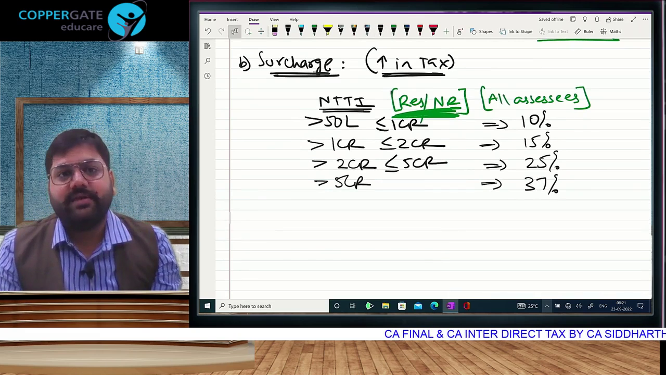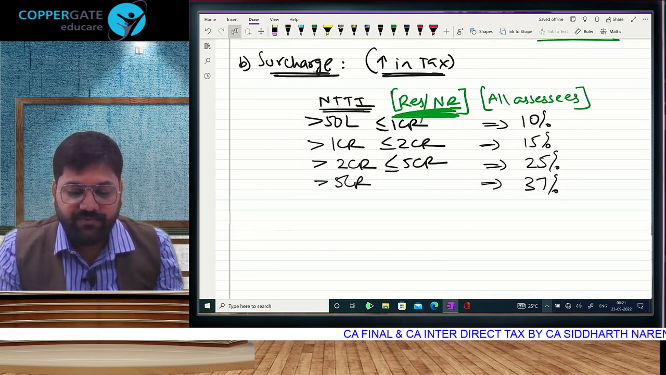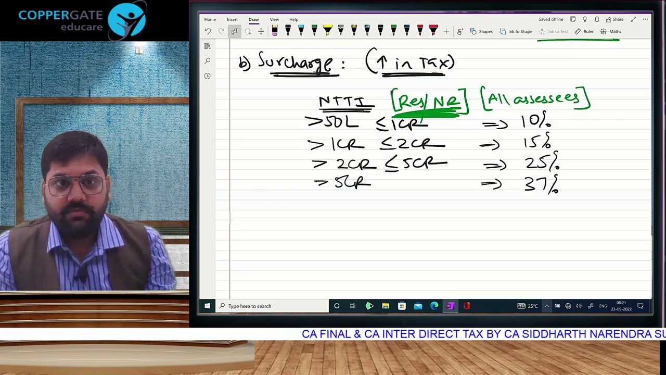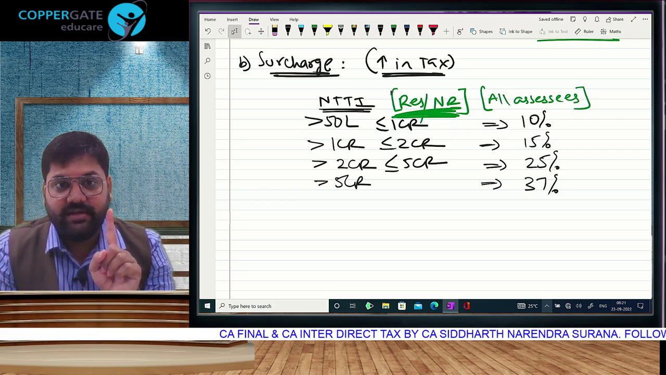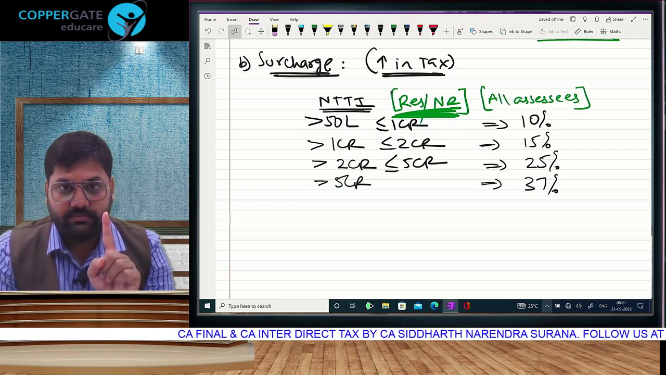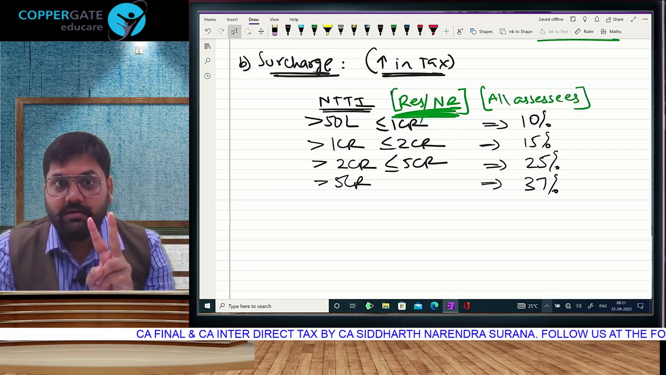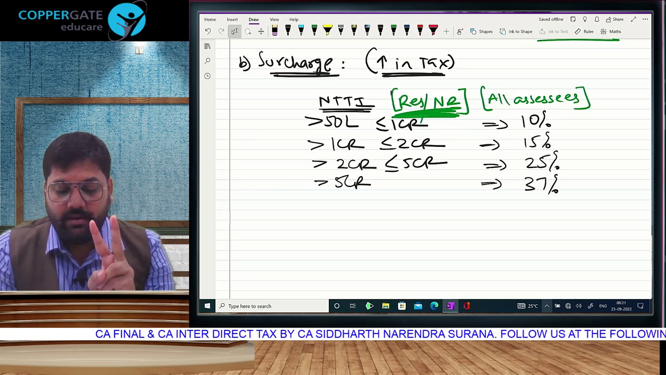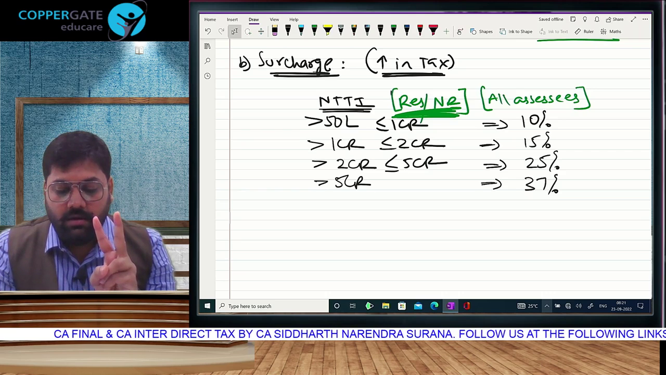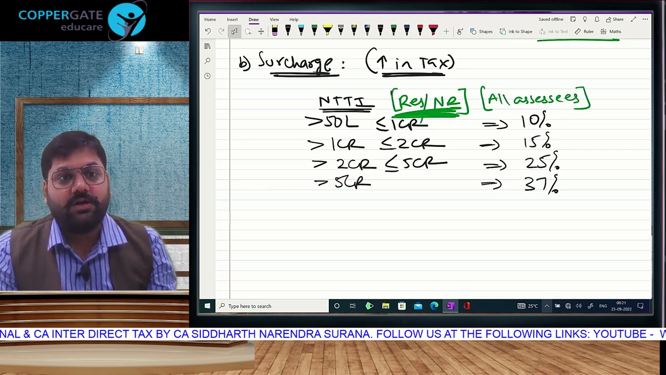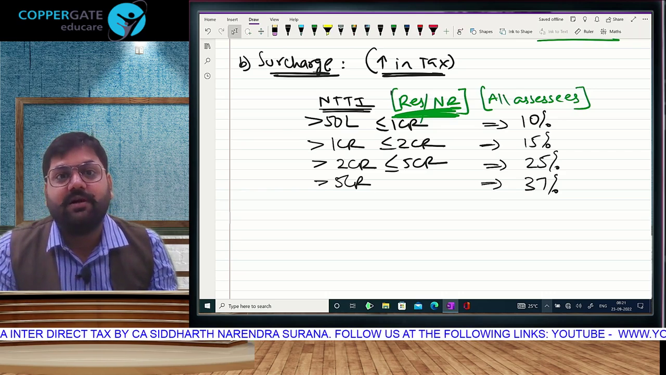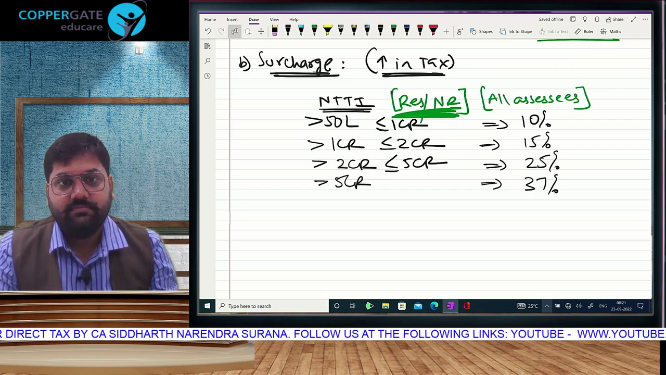So following things we have tried. First, rebate has 3 conditions. Surcharge has only 1 condition, income amount. Second, rebate will come at equal to, surcharge will not come at equal to, and if it will come also, it will come at the previous level. Correct?